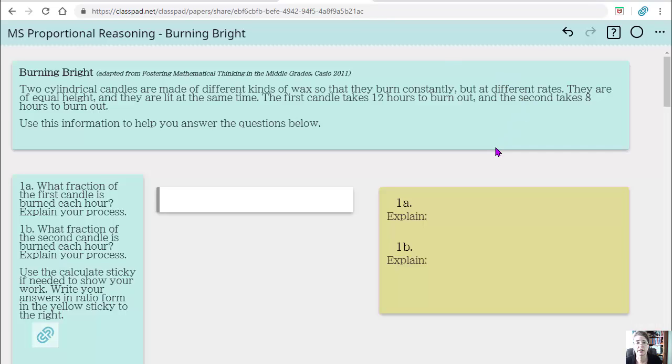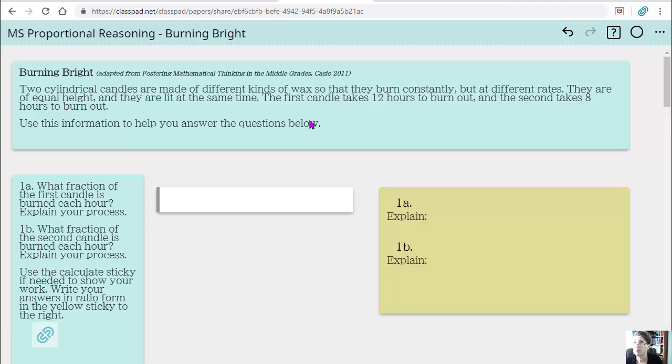So the first activity is basically comparing the height of objects. And these are two candles. They start at the same height and they burn at a different rate because they're made of different wax. You'll see one candle takes 12 hours, the other one takes 8 hours to burn completely out. The first thing students are asked to do is write a ratio fraction that represents how much of a candle is burning each hour. So if it takes 12 hours, then every hour they are burning 1/12 for the first candle, and every hour they are burning 1/8 for the second candle.